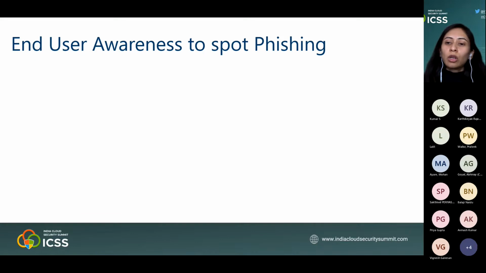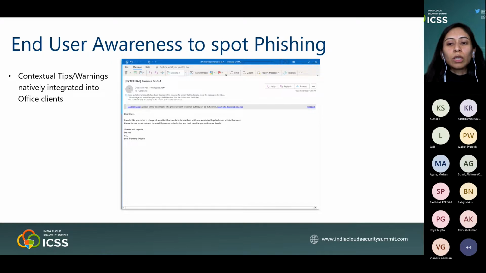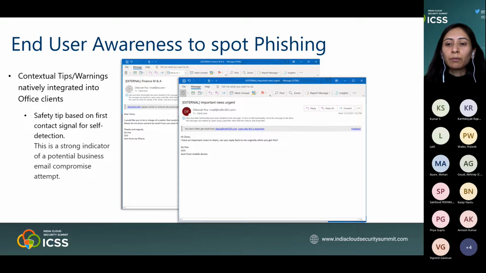And furthermore, for end user awareness, we have a variety of contextual tips and warnings that are natively integrated into Office clients. Towards the end of 2020, we launched a new safety tip based on first time contact signal between sender and recipients. This helps users self detect suspicious emails.